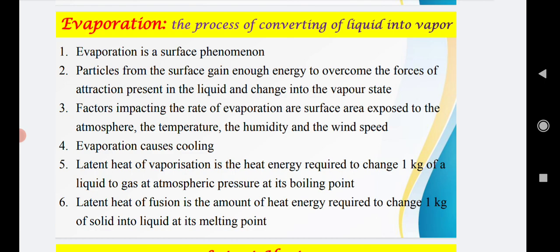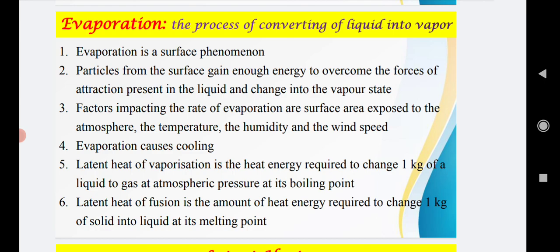So evaporation causes cooling. How does evaporation cause cooling? Because when you heat a liquid, the particles at its surface move away from each other and get spaced. As the particles get spaced from each other, they get converted into vapor, and the area at the surface will get cooled down because the more energetic particles get released in the form of vapors.